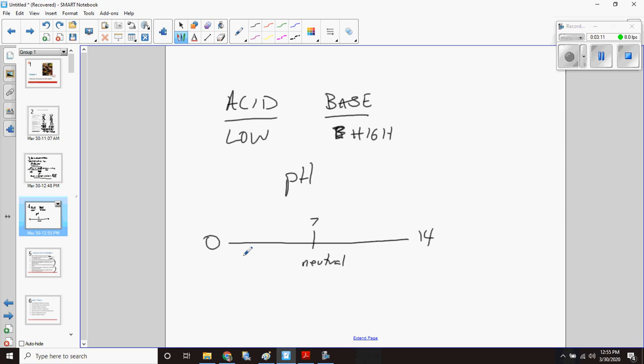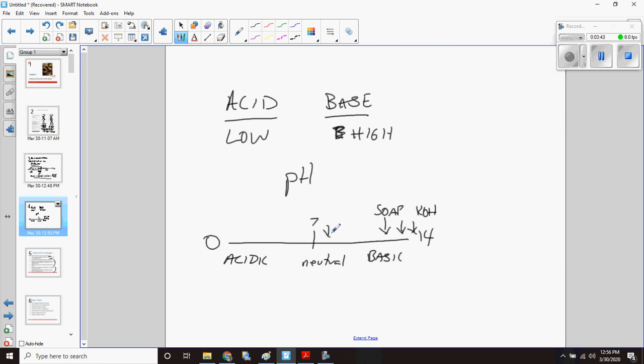So anything below 7 is going to be acidic. Anything above 7 is going to be basic. And it runs the whole gamut of things that we come in contact with all the time. If we want to talk about soap, we might have a pH right around up in here. A bleach might have a little bit higher pH. Drain cleaner, like if I had KOH, potassium hydroxide drain cleaner, might have a pH of 14.